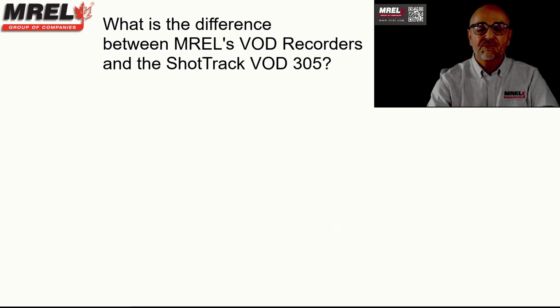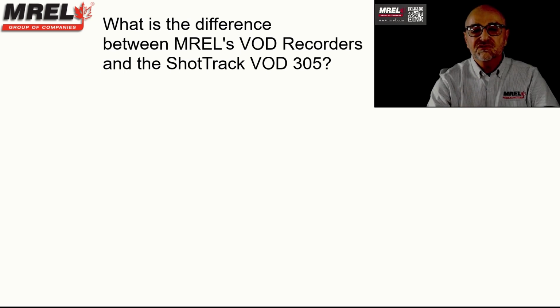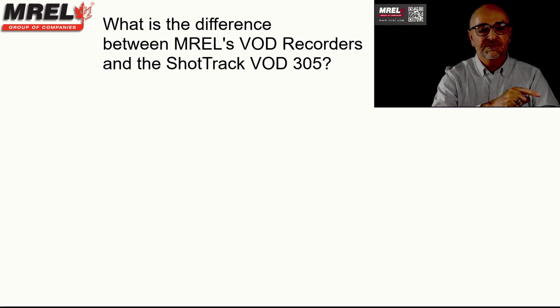However, unlike MREL's VOD recorders that use factory-calibrated precision resistance cables, the ShotTrack VOD 305 uses the time domain reflectometry technique. The short form for that is TDR. It's used for determining the length of a consumer-grade coaxial cable. It sends an electrical pulse down a coaxial cable and waits for the reflected signal from the end of the coaxial cable in the explosives to return.